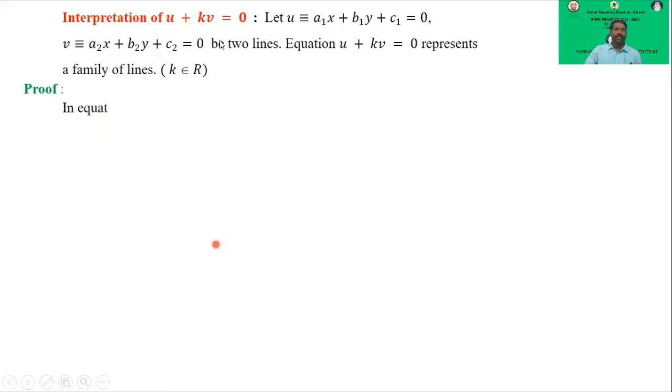Now, in equation u plus kv is equal to 0, put u as a1x plus b1y plus c1 and v as a2x plus b2y plus c2 is equal to 0.